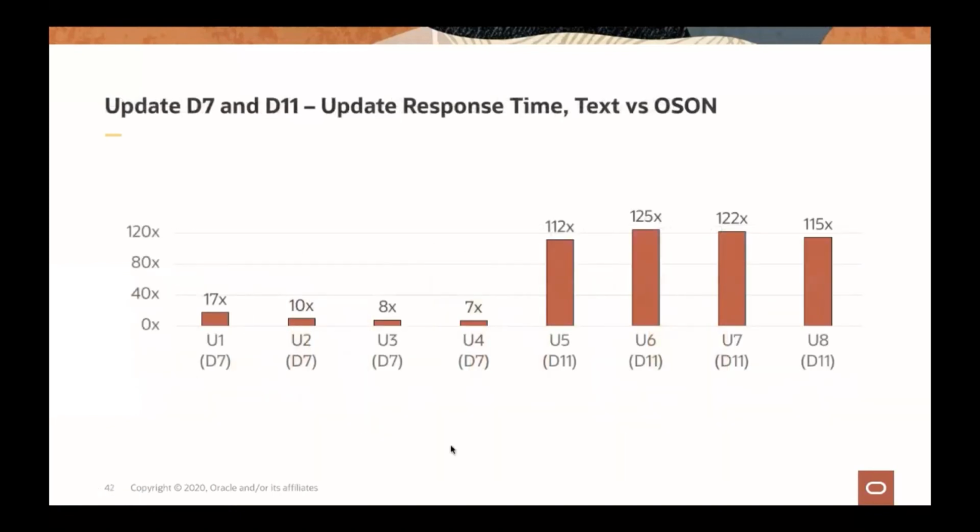Here's updates. To see the difference for updates, you have to have medium to large size documents. This is showing a partial update, text versus Oson. At the storage layer, it only changes a small part of the document, whereas text has to do a full replacement at the storage layer. So for D7 and D11, you get a lot of benefit for update throughput.